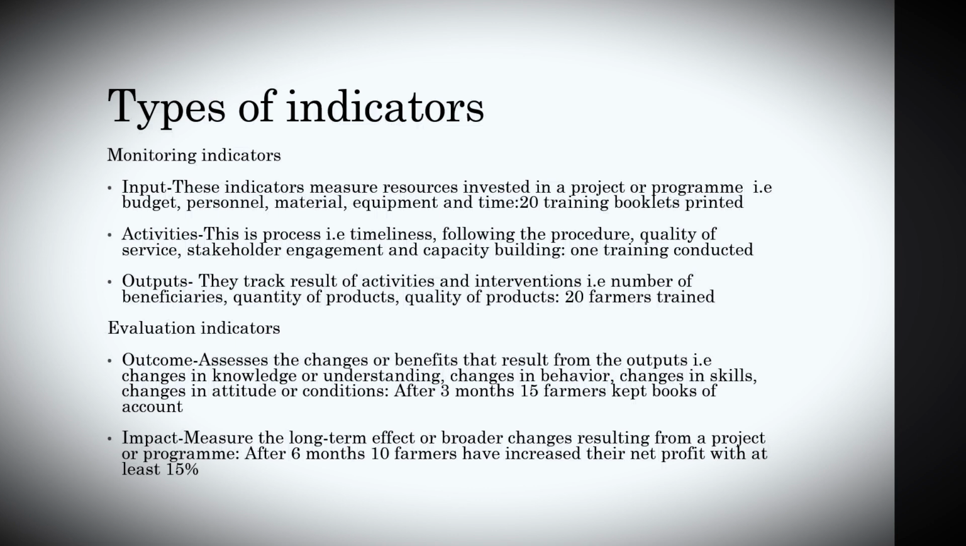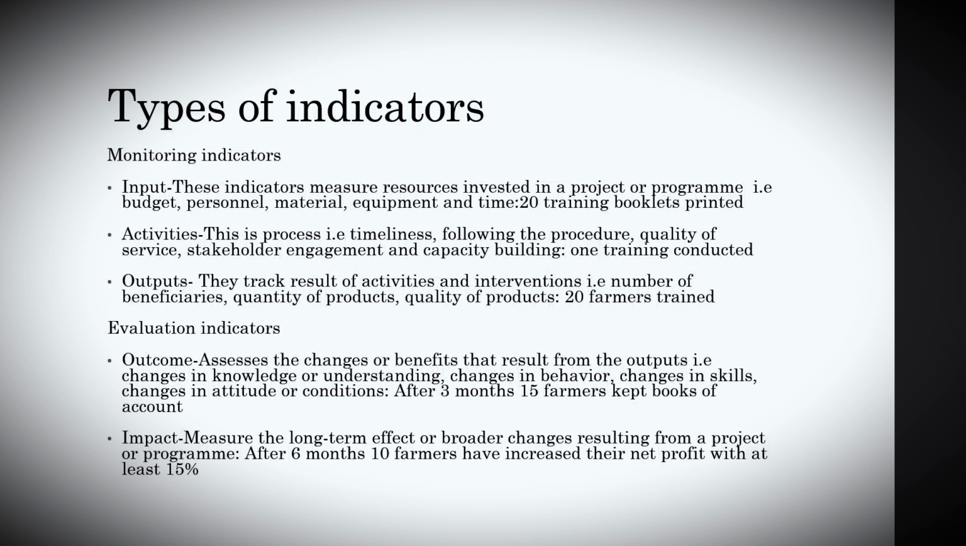For example, in this project where we are training farmers, our input will be that we are going to print 20 booklets. Number 2, activities. Activity indicators are also called process indicators, and they measure the timeliness, following the procedure, quality of services, stakeholder engagement, and capacity building.